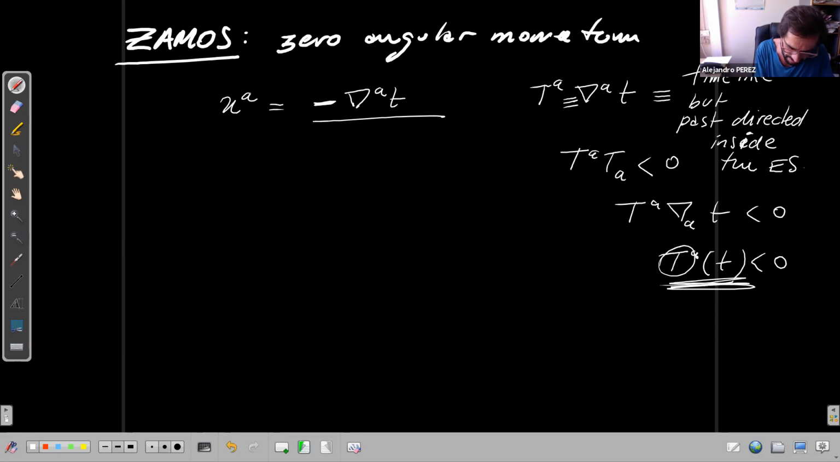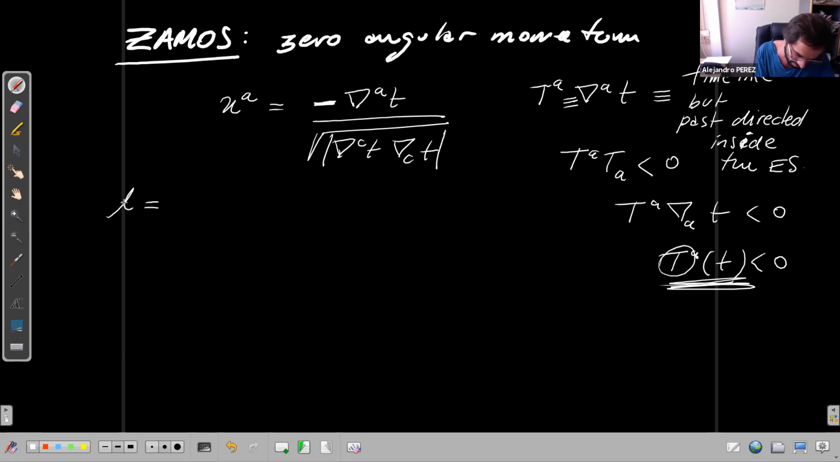And because it's past directed, if I want to define a future directed observer, an observer which is moving to the future, I have to put a minus sign and divide by the norm of this vector, so that this is a forward velocity. So these are called Zamos, zero angular momentum observers, because they have zero angular momentum. So in that sense, they are least turning.